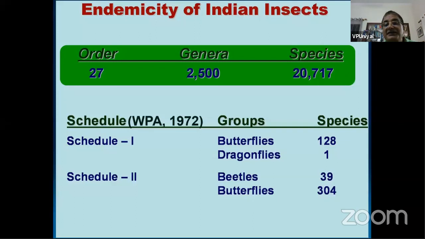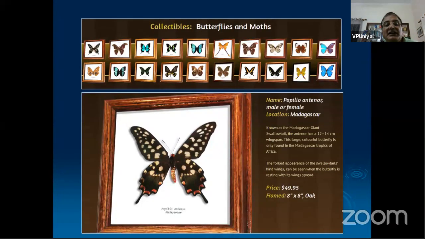So we have 128 butterflies in schedule one. One species of dragonfly in schedule two, 19 species of beetles and 304 species of butterflies. But why are the beetles and butterflies in the schedule? Why are people collecting them? I already discussed that in the case of beetles, they are collected for the elytra, and from the elytra they make artificial jewelry. But in the case of butterflies, they are collected for decoration purposes and for textile industries. So these are some of the methods by which people collect butterflies and make decoration articles and materials. A beautiful butterfly has been treated for this purpose.